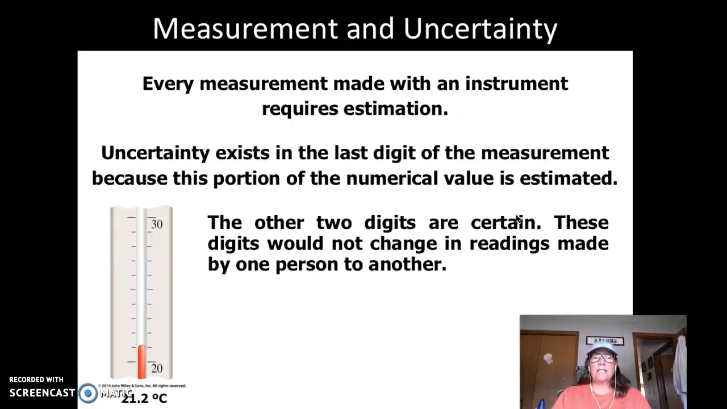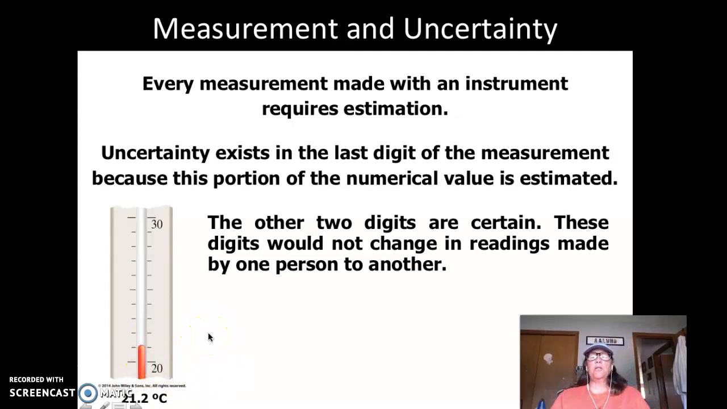Okay. Here's an example of a thermometer. So here's 20 and here's 30. And so we have 1, 2, 3, 4, 5, 6, 7, 8, 9, 10 marks. So we know each one of these is 1. Okay, so we know it's 21 for sure, but it goes a little bit past. So that's your estimation. This person says it's 21.2. You might say it's 21.1.